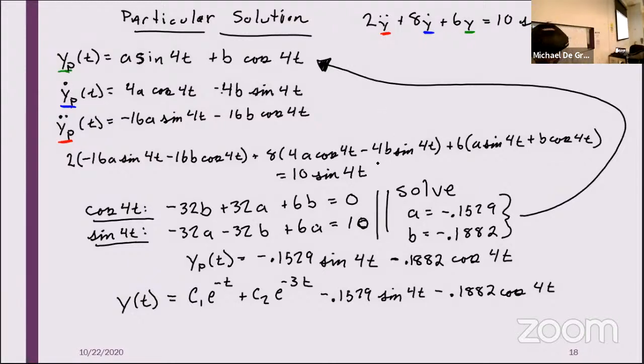So now we've got to solve for C1 and C2, right? So how do we do that? Well, we use our initial condition. Is everybody okay up to this point? Is that ringing any bells? Hopefully.